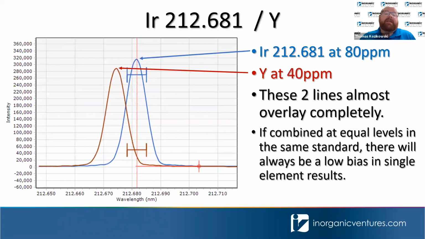And finally, for iridium and yttrium, this example shows where there's almost complete spectral overlay. So if you're viewing this on the instrument, not as singles, but as a multi, this might look like one complete line that you'd think is one or the other, but not necessarily both if you're not paying attention to the interference table. So if you combine these at equal levels, you're always going to get a low result if you had both in your calibration standard.